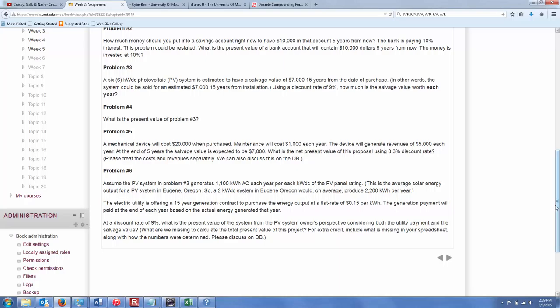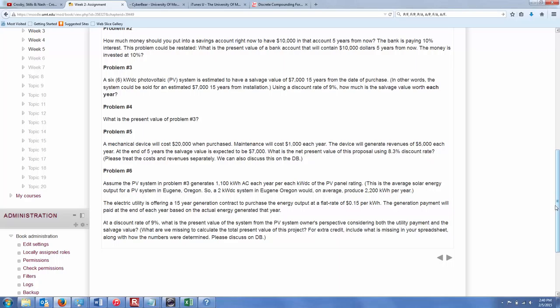All right, so assume the PV system in problem 3 generates 1,100 kilowatt hours of AC electricity each year per kilowatt of the PV panel rating. This is the average solar output for a PV system in Eugene, Oregon. So a 2 kilowatt DC system in Eugene, Oregon would on average produce 2,200 kilowatt hours per year.